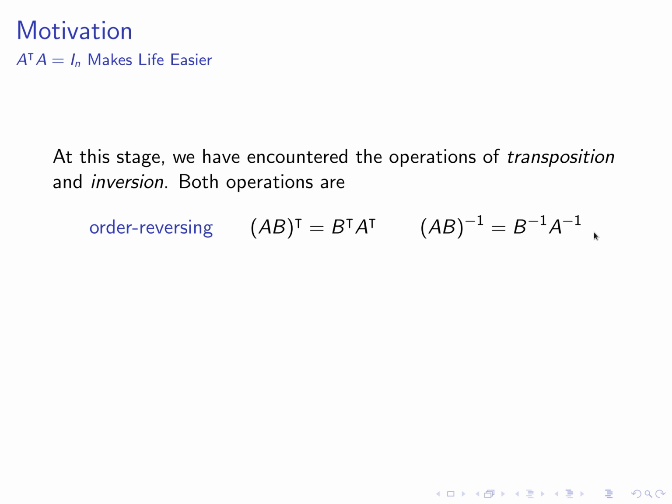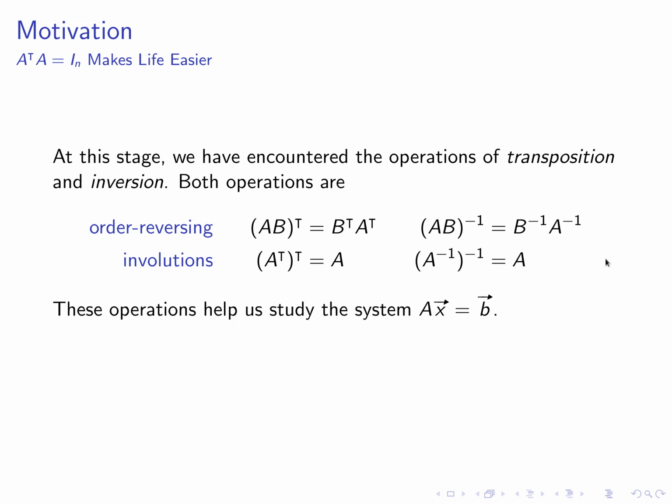So this is one thing that both transposition and inversion have in common. And they also have the property of being involutions in common. If we transpose a matrix twice, we get back the original matrix. And if we invert an invertible matrix twice, we get back the original matrix. So even though these operations are different, they have these two properties in common. Also, it's important to note that both of these operations are useful.